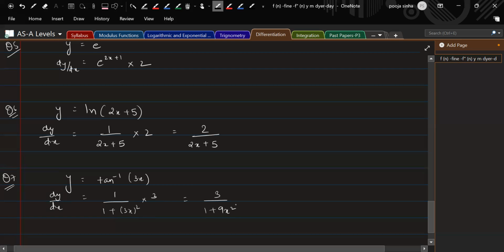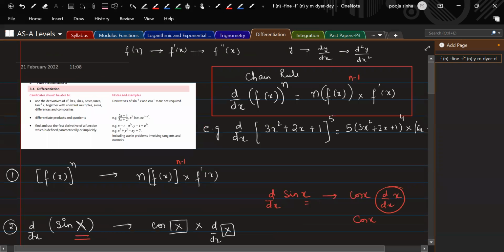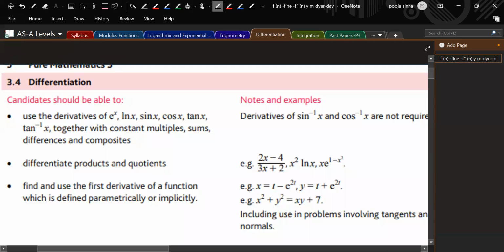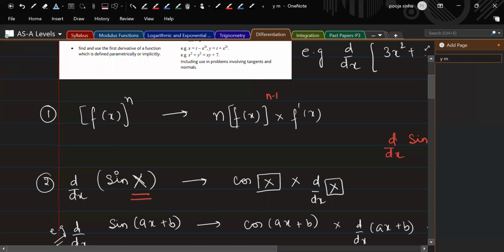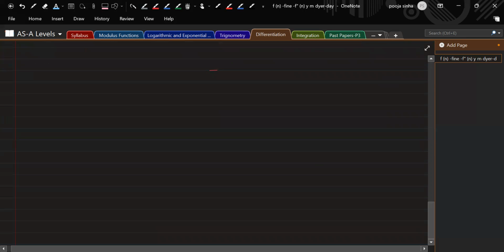Correct? Now, this is when we are only talking about, it says, together with constant multiples, sums, differences and composites. We have done up to differences. Now we are going to learn how to do composites, when 2-3 functions are together. So this much is understood, right? No confusion, it's simple till here. Now we move to the next topic.